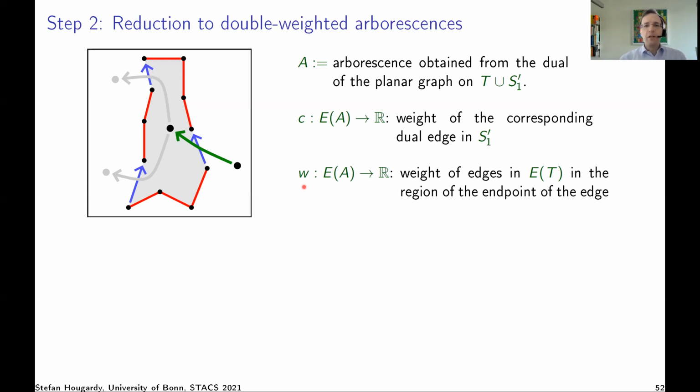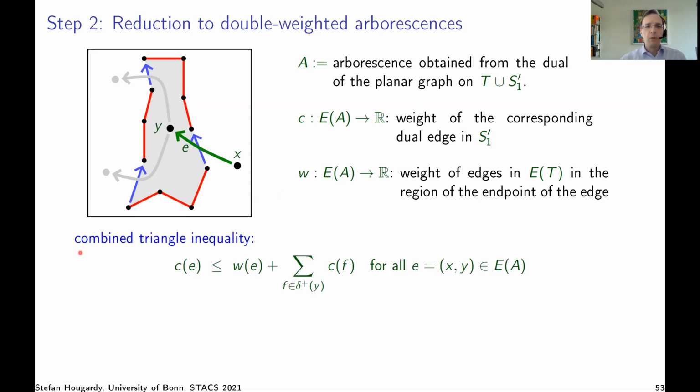Now, if we have these two weight functions, we can derive two inequalities. The first inequality is what we call a combined triangle inequality, which arises if we look at an area in our planar graph and we have one such edge here. Then the length of this edge is bounded by the length of all the other edges in the boundary of this region. This simply follows by applying the triangle inequality to the edges of the optimum tour, and then it will result in this inequality.